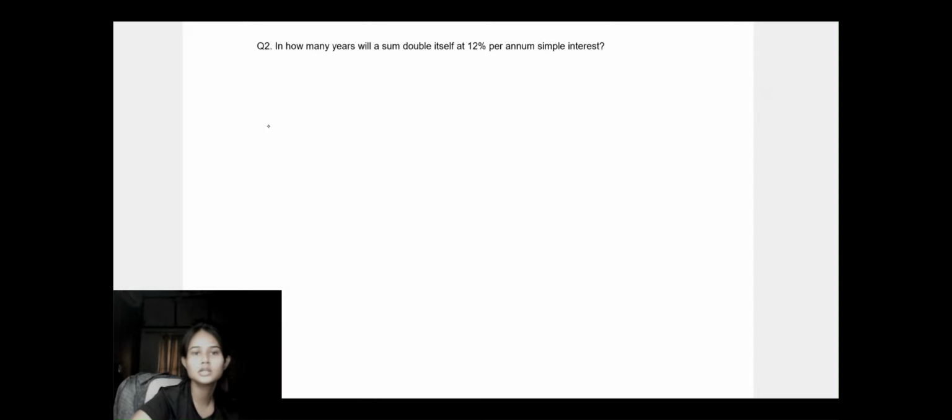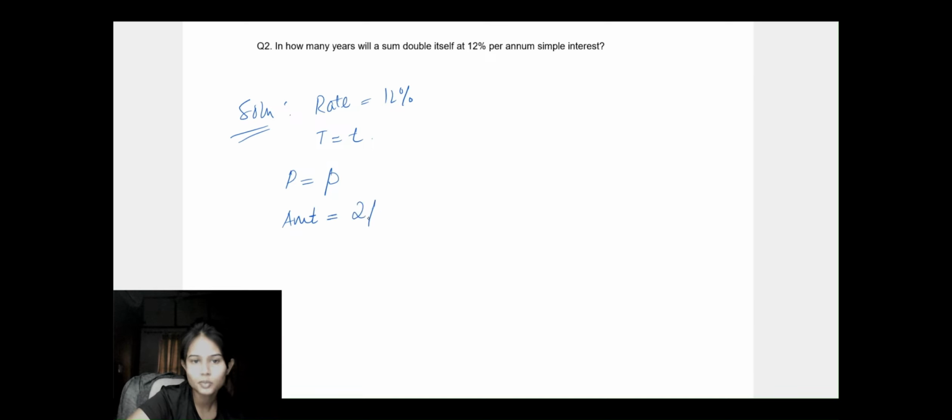Moving to the next. In how many years will a sum double itself at 12% per annum simple interest? Okay, so rate is given to us as 12% and time we have to figure out. Now what is said to us, the sum will double itself. So can I say that if principal is P, then amount equals 2P, because I want the sum to get doubled after a certain period at 12% interest. So can I also say that SI equals amount minus P from the formula we were doing?